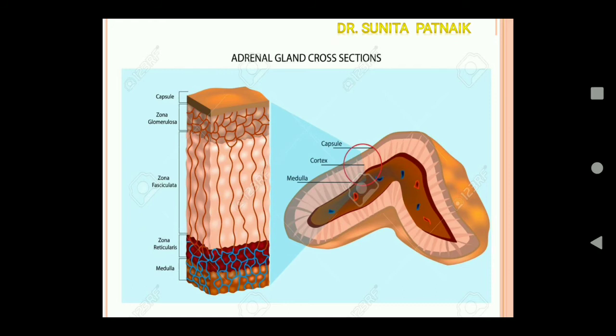This is the structure of adrenal gland as in the cross section you can see. So it has the outer thick cortex and inner thin medulla regions, and they are vascularized glandular structures. The adrenal cortex consists of three regions, that is the outer zona glomerulosa, the middle zona fasciculata and the inner zona reticularis.